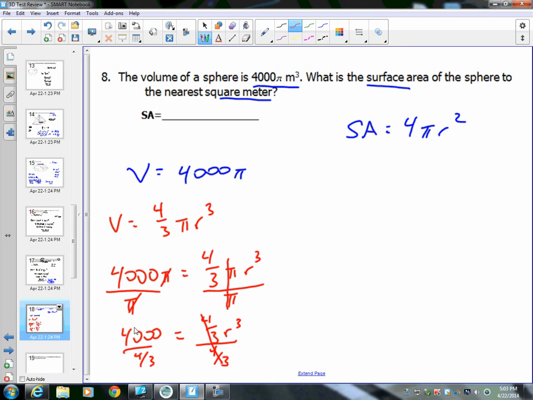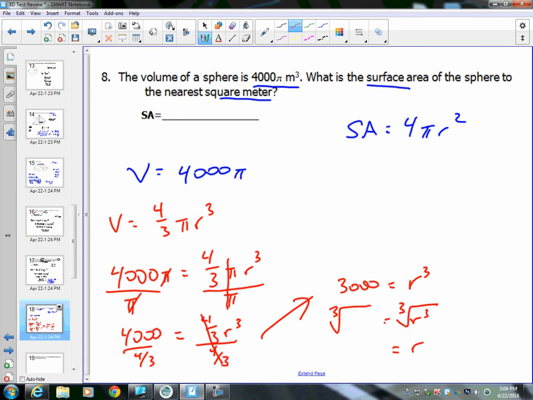So these cancel. We get 4,000 divided by 4/3. And I know that's a little weird to do if you're dividing by that fraction. But if you do that, you get 3,000 on the left side equal to just r cubed on the right side, because the fraction is now canceled out. Interesting. To get rid of the cubed, we have to remember to do the cube root. The cube root of r cubed, those cancel out, and we're left with r on the left side.